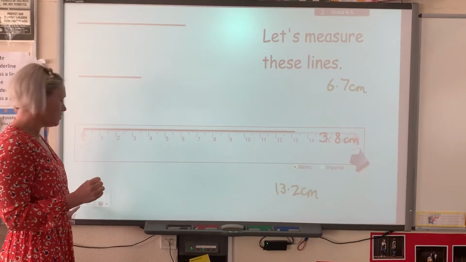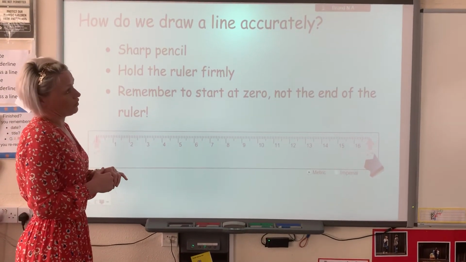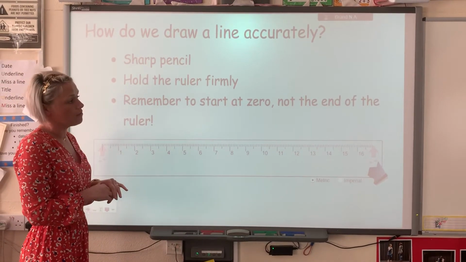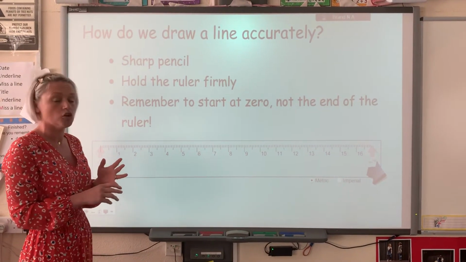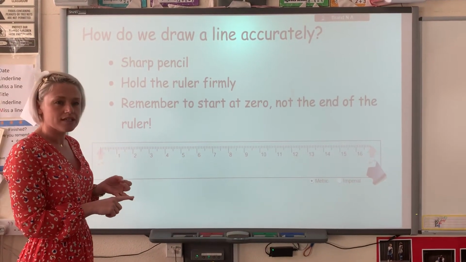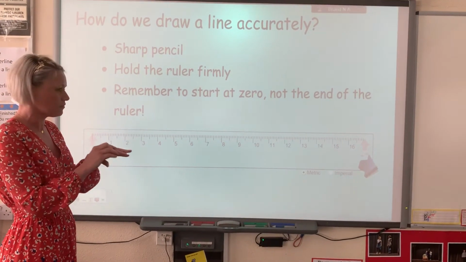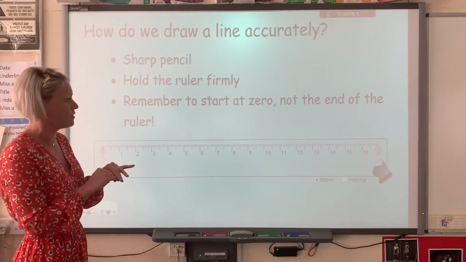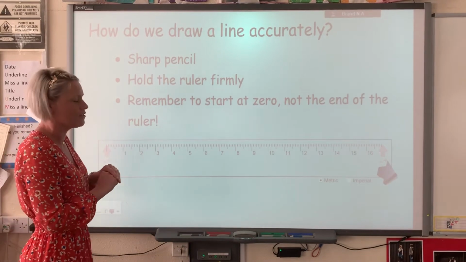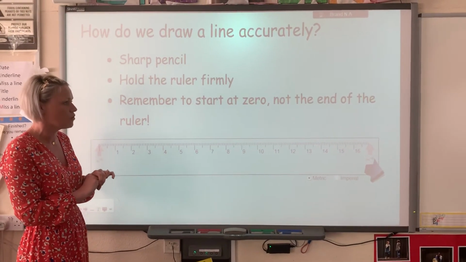The next thing we're going to look at is how to draw a line. So here's a few things to bear in mind before you get started. You need to make sure your pencil is nice and sharp. We need to make sure we're holding the ruler nice and firm on the page. Otherwise, if it slips around, then it won't be accurate and it won't be straight. Good practice for underlining your date and title this as well. And remember to start at the 0, not at the end of the ruler.